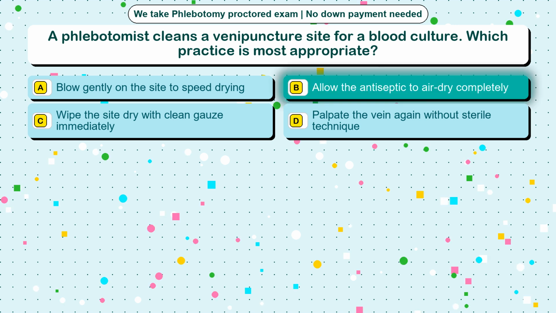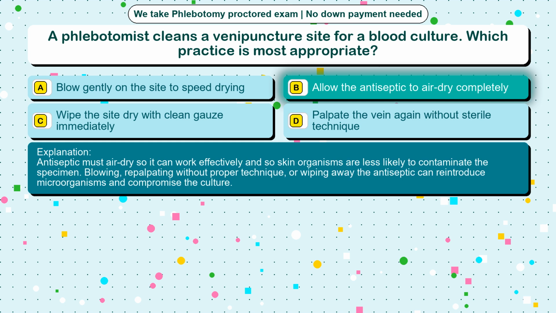The correct answer is option B. Allow the antiseptic to air dry completely. Antiseptic must air dry so it can work effectively and so skin organisms are less likely to contaminate the specimen. Blowing, repalpating without proper technique, or wiping away the antiseptic can reintroduce microorganisms and compromise the culture.